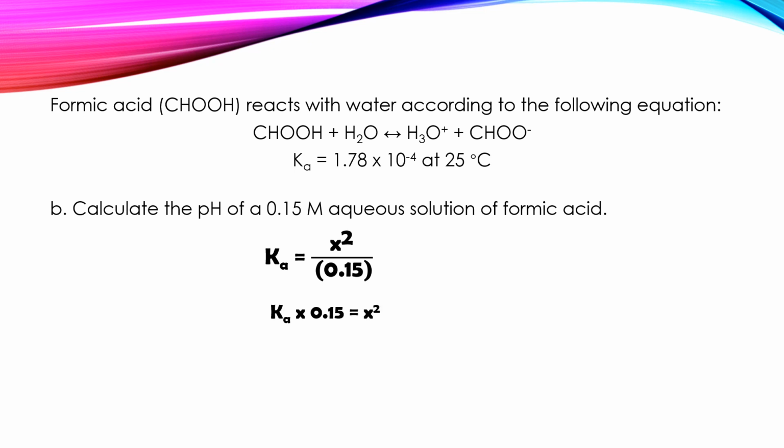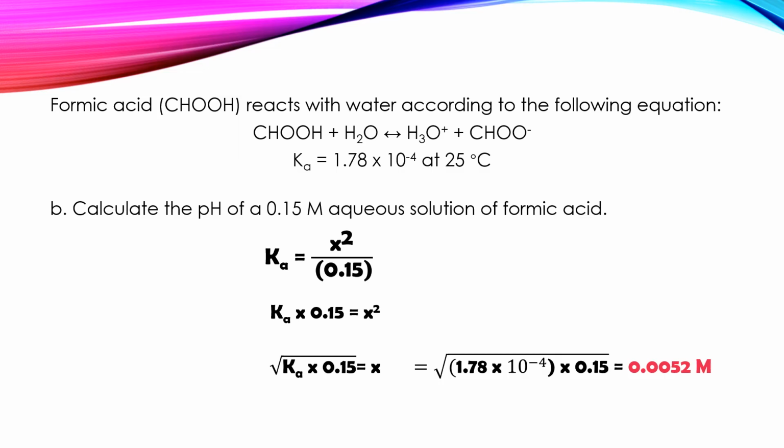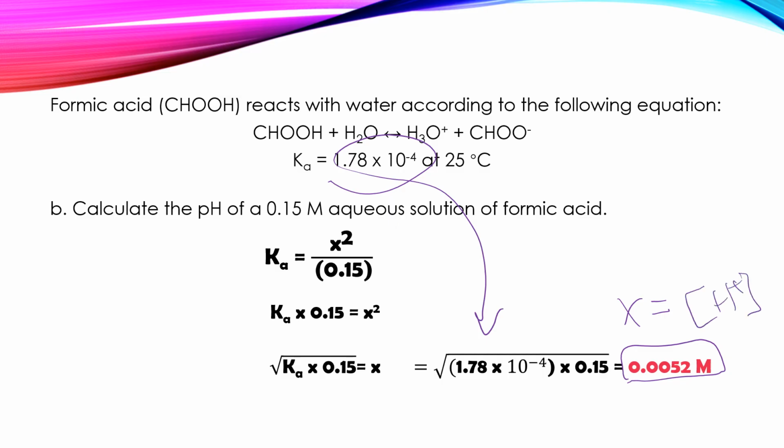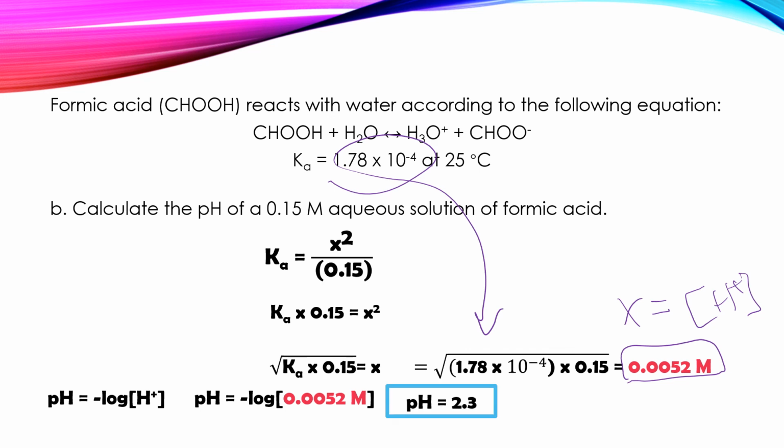The first thing I'm going to do is rearrange it, and then take the square root of that. Now all I need to do is plug in the Ka that I gave you, and then you're going to get your final answer of 0.0052. That is equal to my X, which is also equal to my H plus, if you remember from your original ICE table. So when I plug that into my equation of negative log of my H plus, this is once again at equilibrium, I get a pH of 2.3.